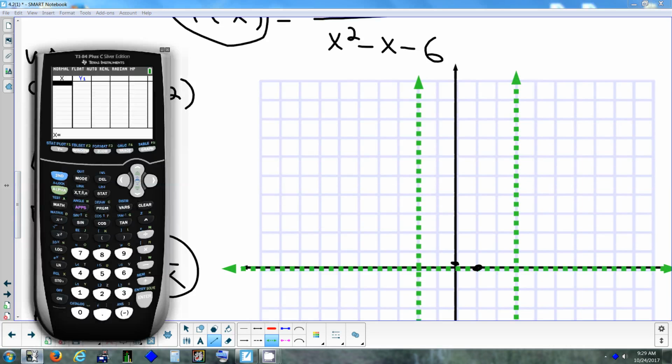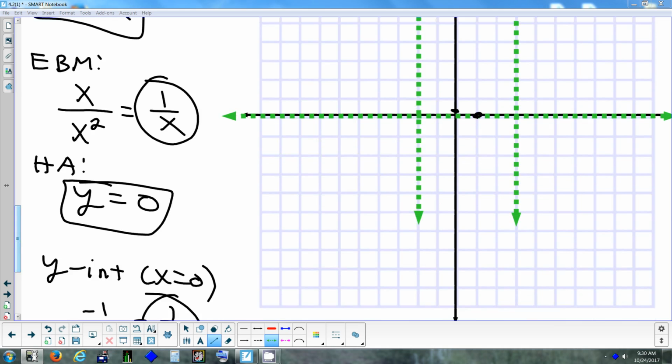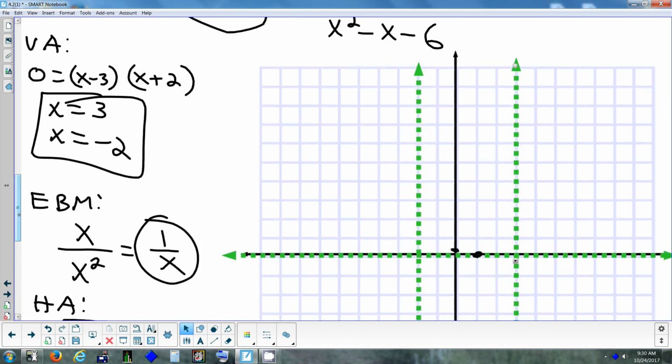Can somebody give me a number that is just to the left of -2, but extremely close to it? -2.0001. Sure, -2.001, or even that's okay. I'm down at -60. So just to the left of -2, I am way, way down on my graph, getting closer and closer to the asymptote. Okay, let's check a value just to the right of -2.